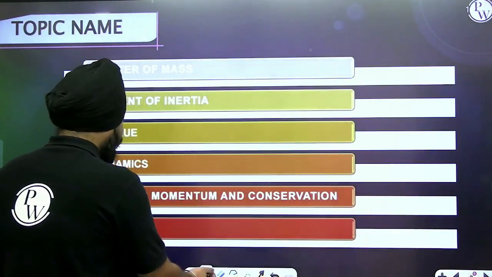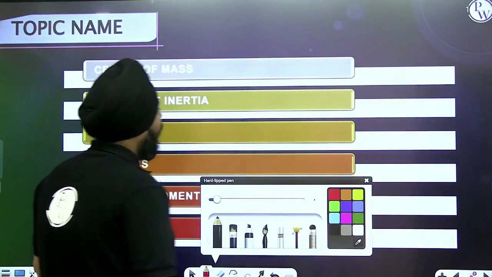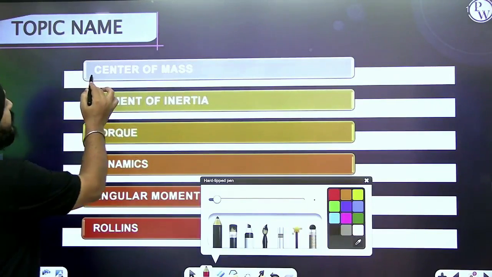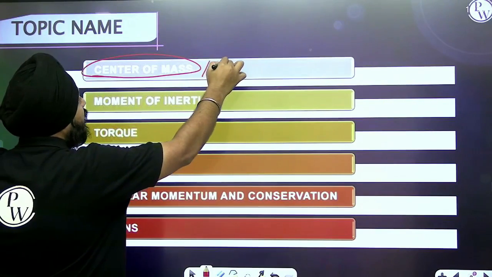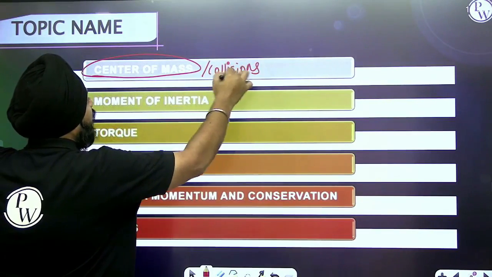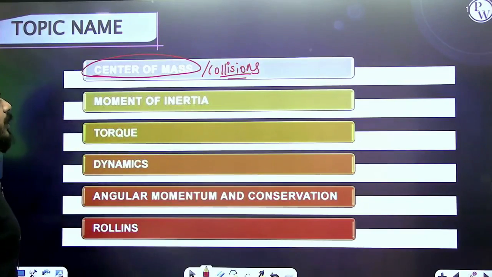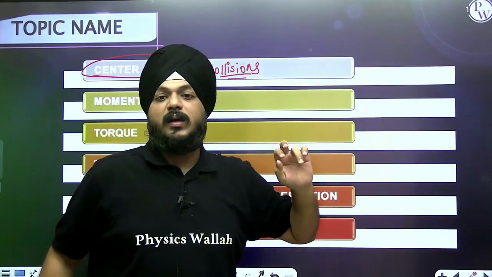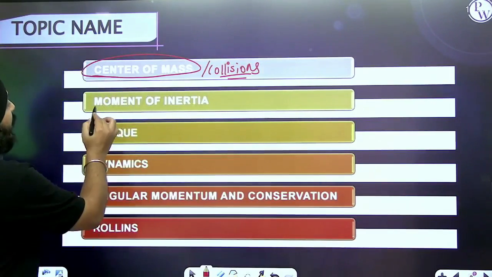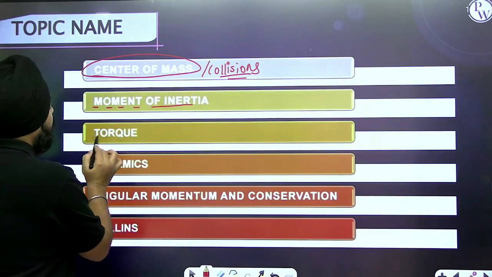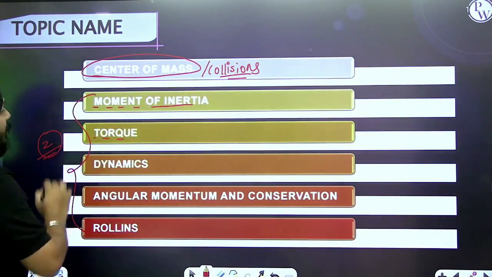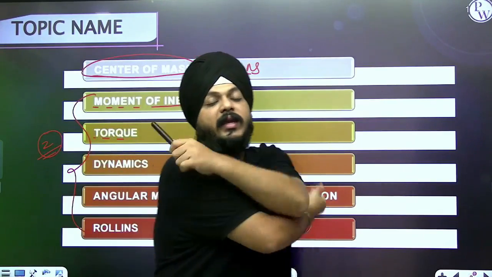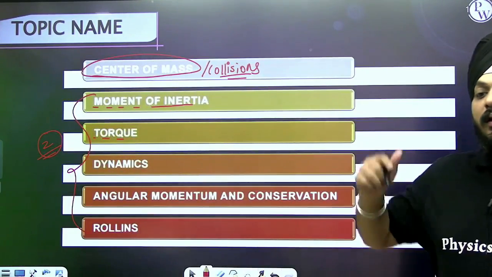See, entire rotation is divided into two parts. First I'm going to cover the center of mass. Actually, with center of mass the collisions are always covered, but we have covered this in the previous chapter of work, energy and power. After this we move on to the moment of inertia. This will be the second lecture of the rotational motion.